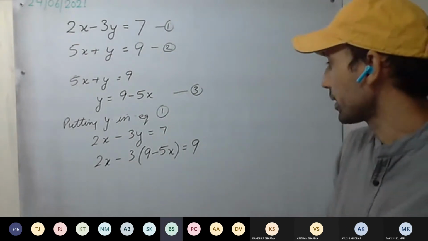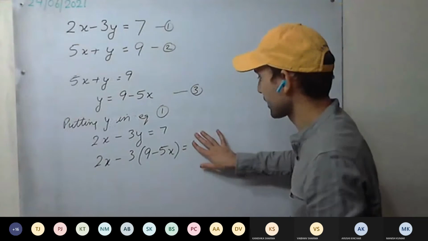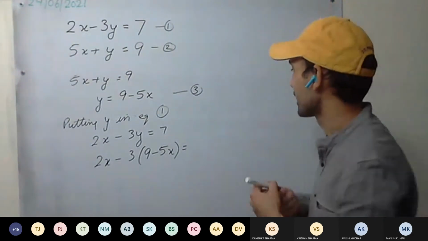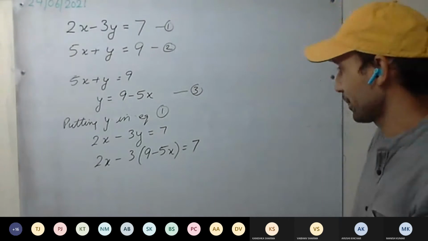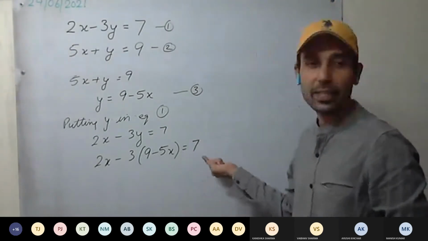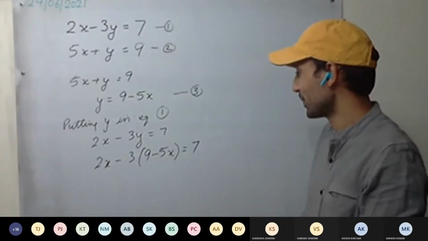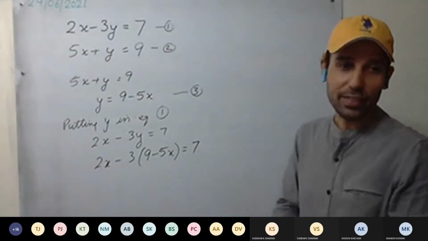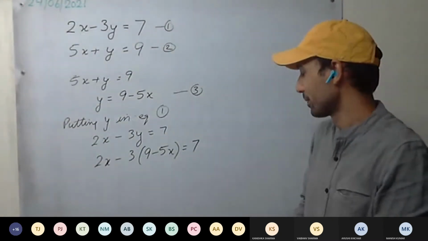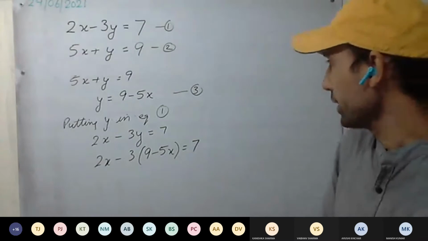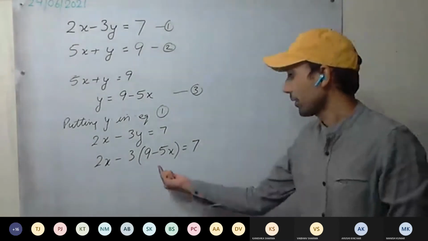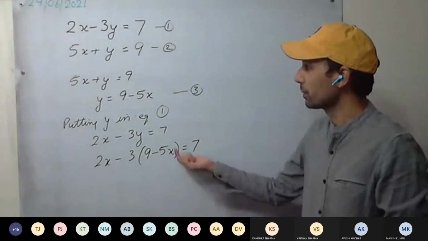Sir, it is 7. Yes, it is 7. Thank you. Okay. Now calculate value of x. Don't make silly mistakes like me. Now calculate value of x. You are getting 2. Okay. So we get the value of x equal to 2.